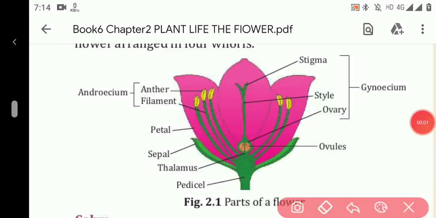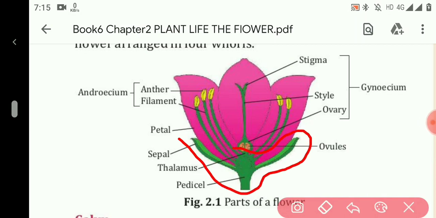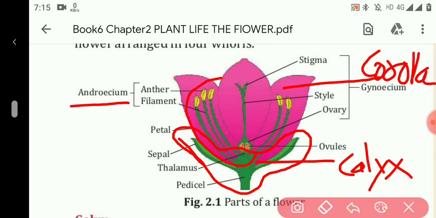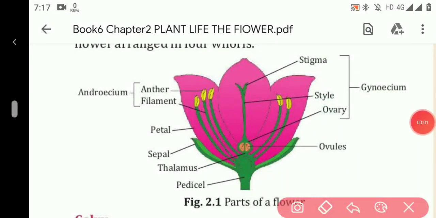The first main part, which is calyx, is here. This green part which protects the flower is known as calyx. The second main part, corolla, are the petals. The third main part is androecium, which is this one. And the fourth main part is gynoecium, which is this one. Now let me explain all the parts of the flower in detail.